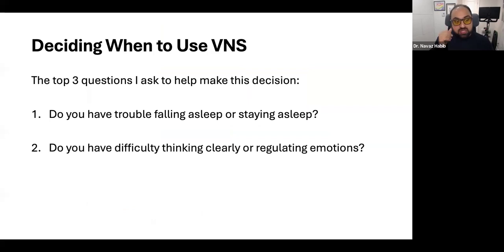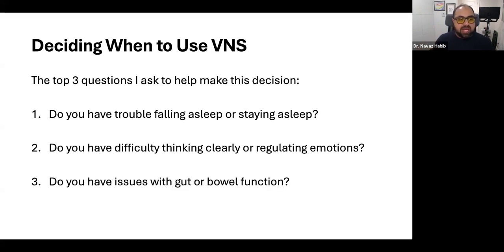Number 2, do you have difficulty thinking clearly or regulating emotions? So brain fog, lack of memory optimization, having difficulty remembering words, remembering where you parked your car. Or do you have difficulty regulating your emotions? You get hyper emotional very quickly. Or is there some sort of mental health type of challenge happening here, depression or anxiety potentially occurring as well? And lastly, do you have issues with gut or bowel function? So these 3 questions help me determine if this person's going to likely be a good candidate for VNS.